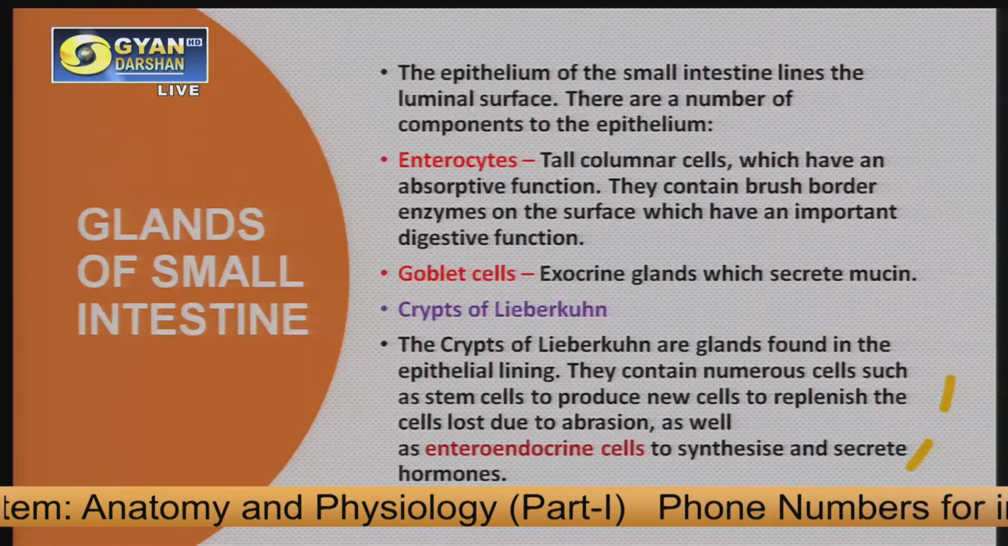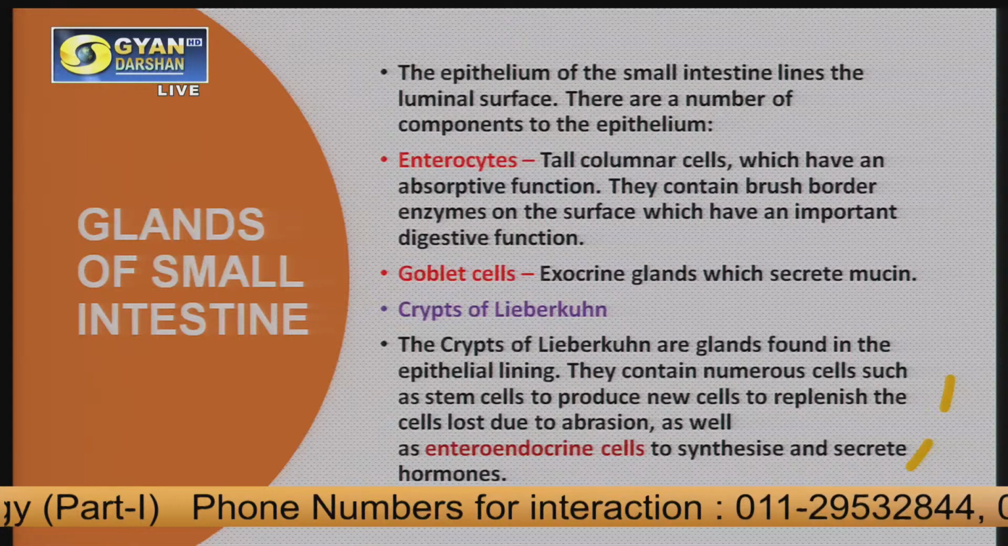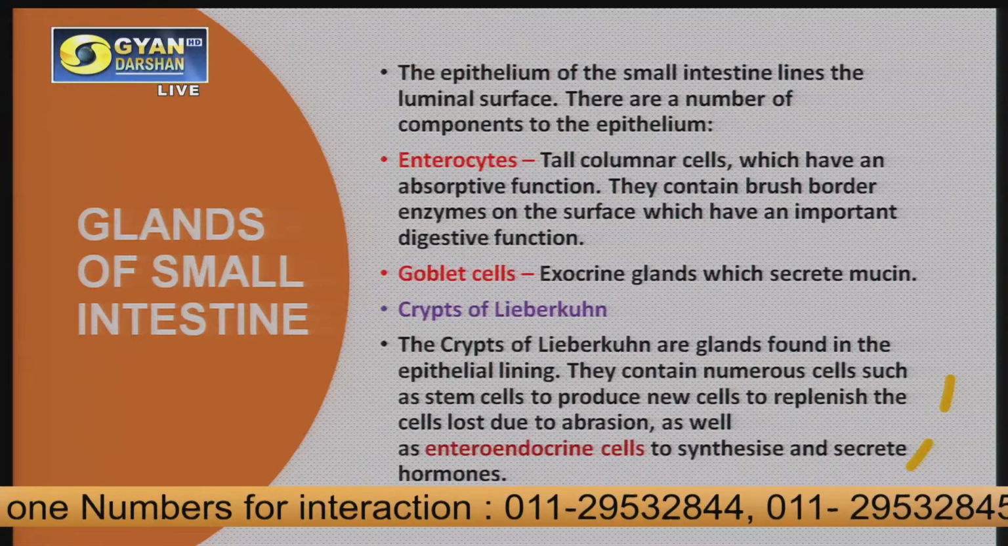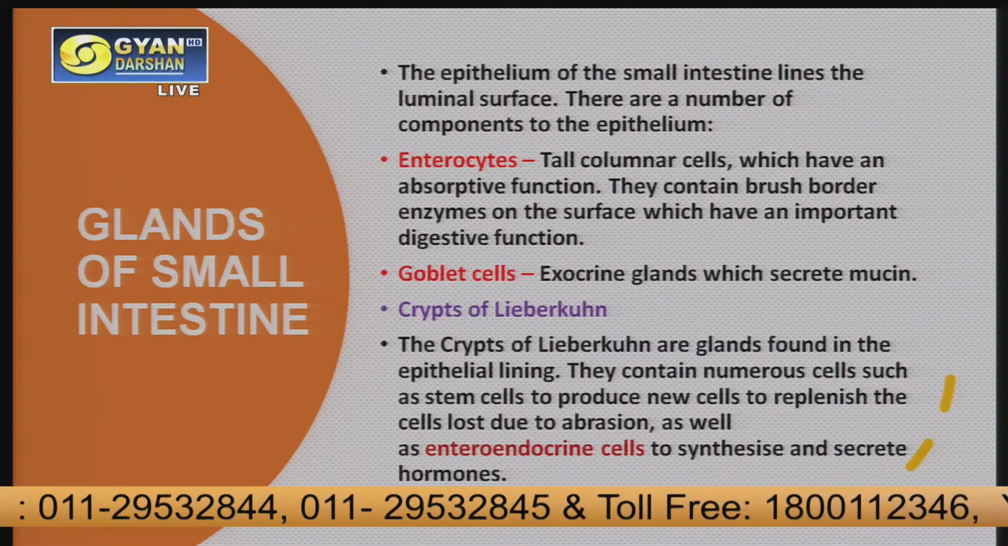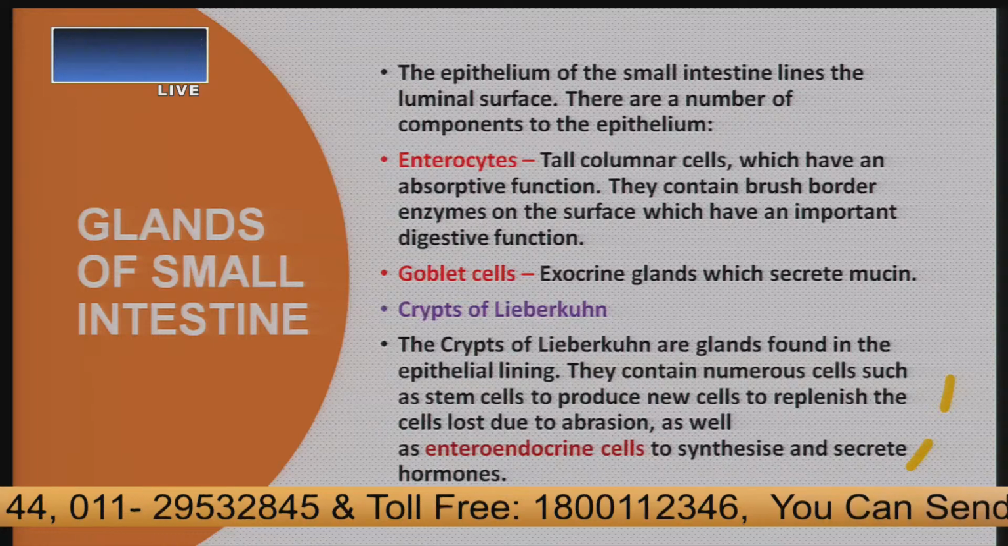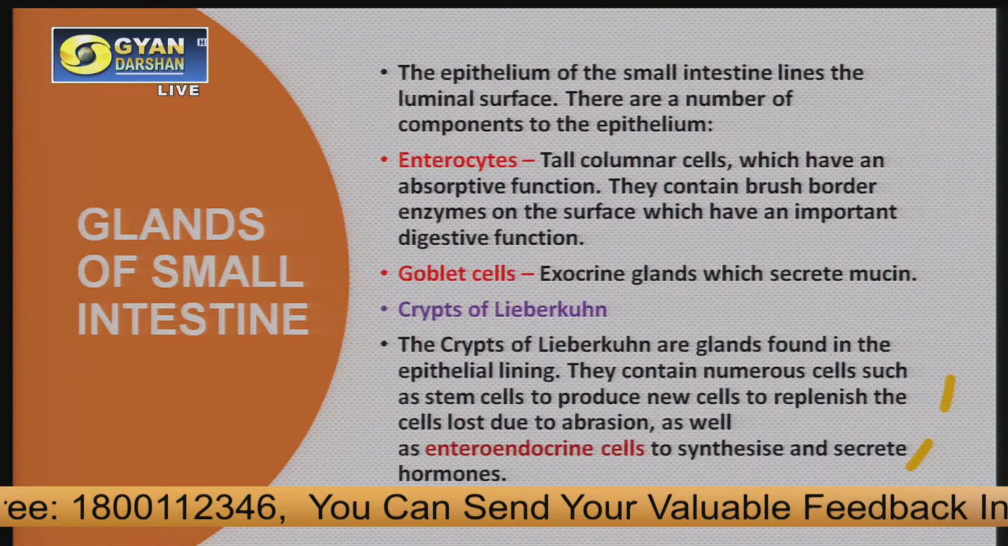Now in this particular session, I will tell you about the various glands which are present in the small intestine, then what happens in the large intestine, and then what is ingestion and how water is absorbed during the entire process. Now we will mention the glands of the small intestine. In the glands, you know that the main ones are the enterocytes, which are tall columnar cells, then there are the goblet cells, then there are the crypts of Lieberkühn. These are very important. These are glands found in the epithelial lining.